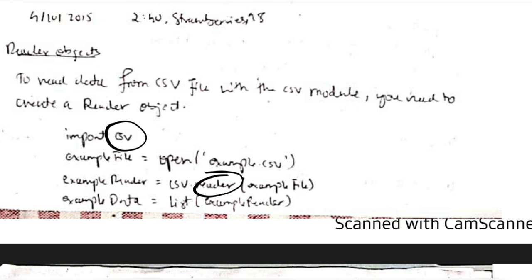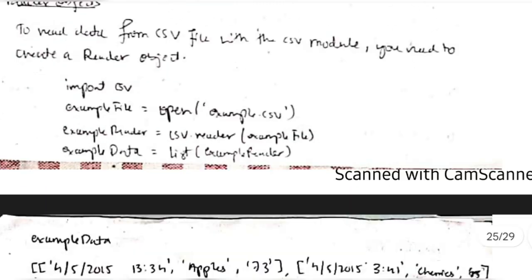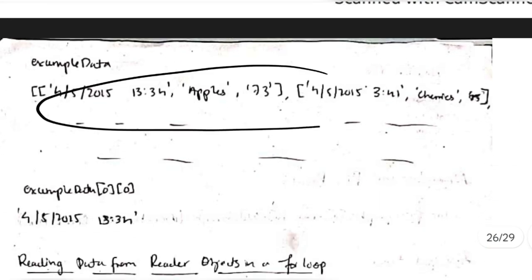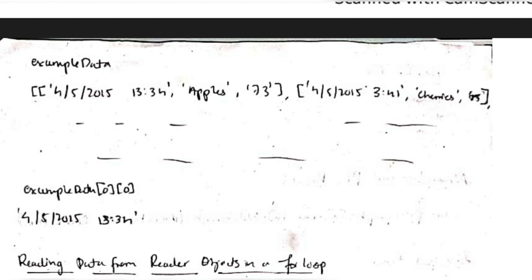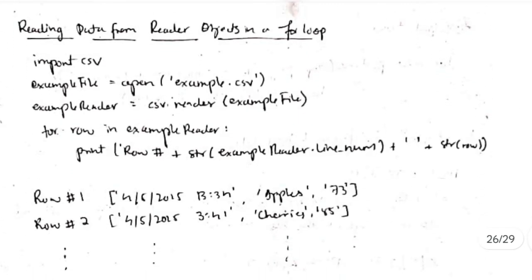Whichever file you want to read should be stored in an object, and that object will be passed as the argument of the reader function. Then we will be listing the contents here. That will be displayed as comma separated values. To read the data from the reader object using a for loop, you can do that also: for each row in the example reader, print the row and the content of the row.